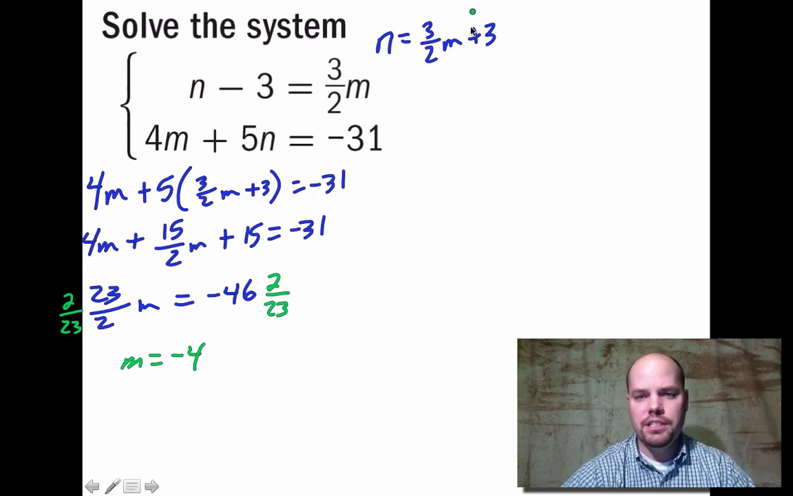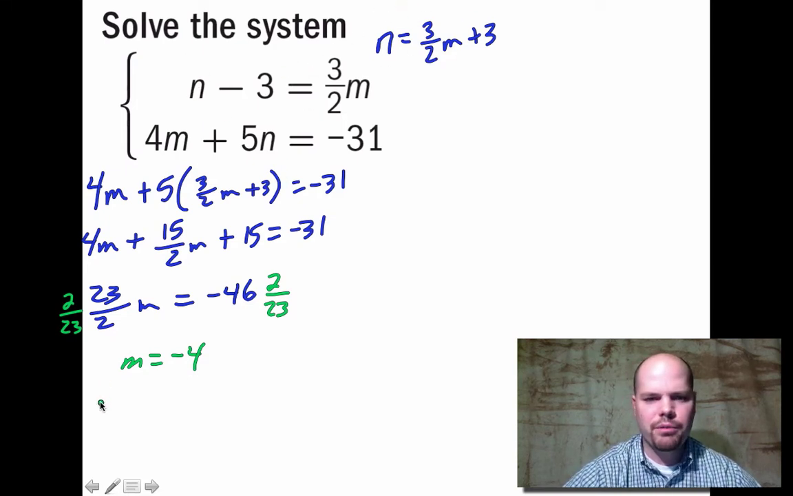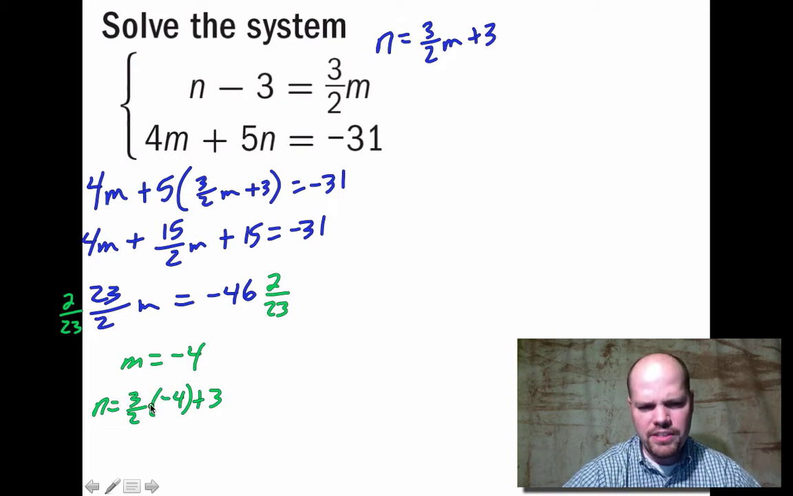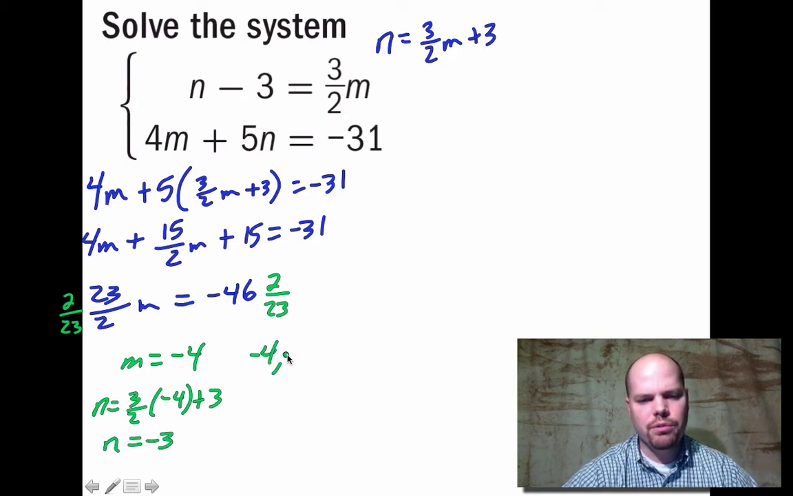Probably this equation would work best to figure out what n is. So n is going to be 3 halves times negative 4 plus 3. So this will be negative 12 halves, which is negative 6. Negative 6 plus 3 is negative 3. So my solution is negative 4, negative 3.